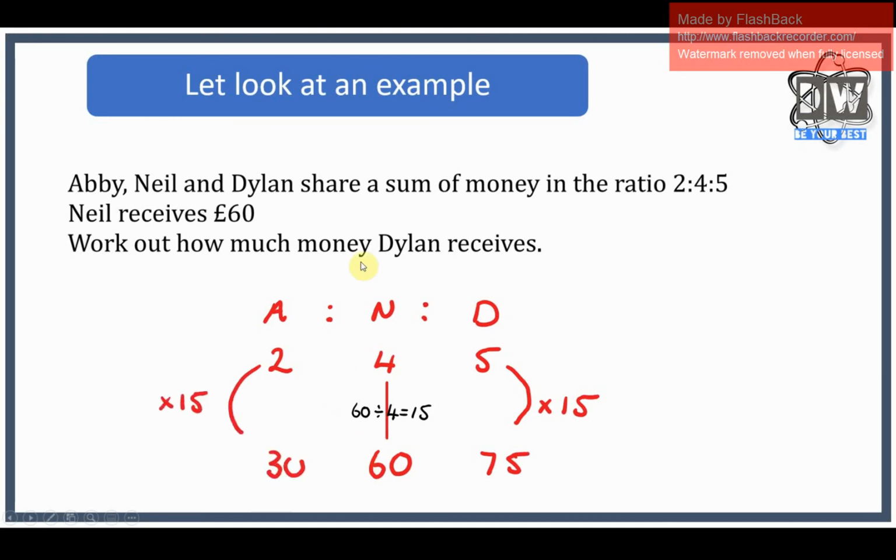And we could have worked that out really quickly because we knew that Neil had double the amount of money of Abby, but we didn't really know with Dylan. So we can comfortably say that we are correct. Okay, so how much money does Dylan have? Dylan gets 75 squids.